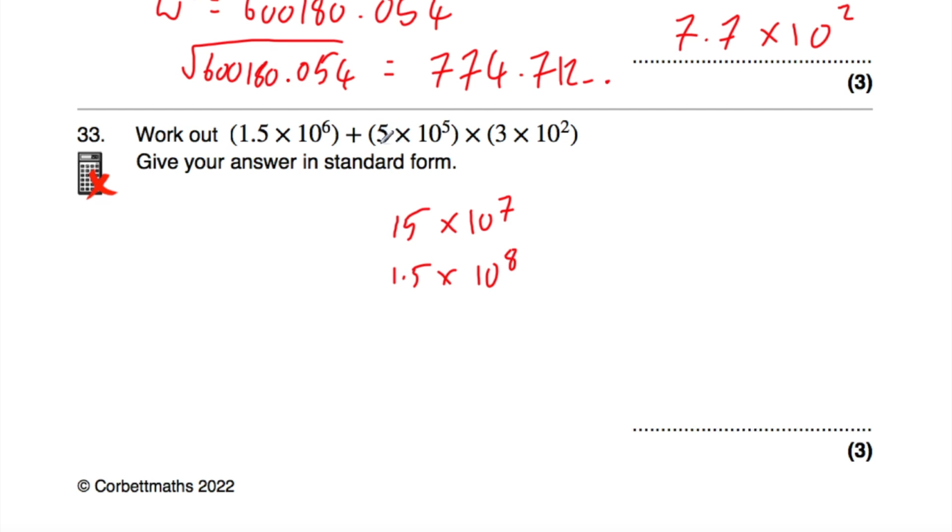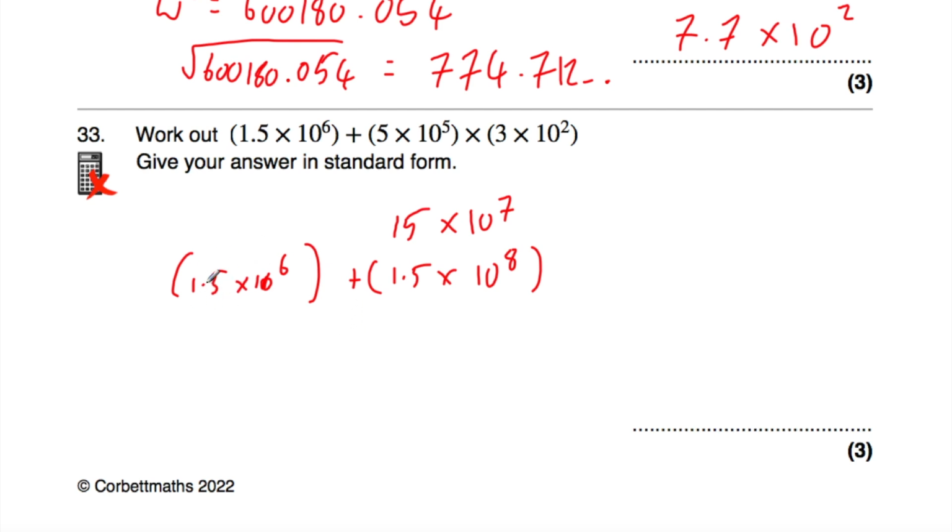So we've worked out that if we multiply these two things together, we get 1.5 times 10 to the power of 8. So that's that part, but we've still got our addition, so we need to add that plus the 1.5 times 10 to the power of 6. Whenever we're adding numbers in standard form, I like to write them out in full, as ordinary numbers.